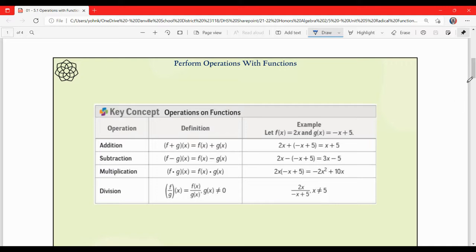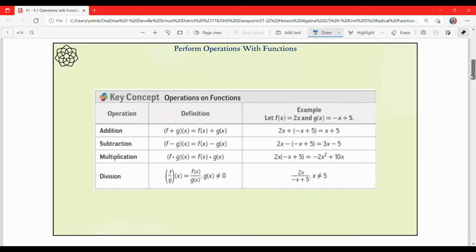So a couple things that you need to remember from previous chapters is how to add, subtract, multiply, and divide functions. We're going to introduce some new notation today. Remember that a function looks like f of x. It can also look like g of x. And so when we write f plus g of x, that's like saying f of x plus g of x.